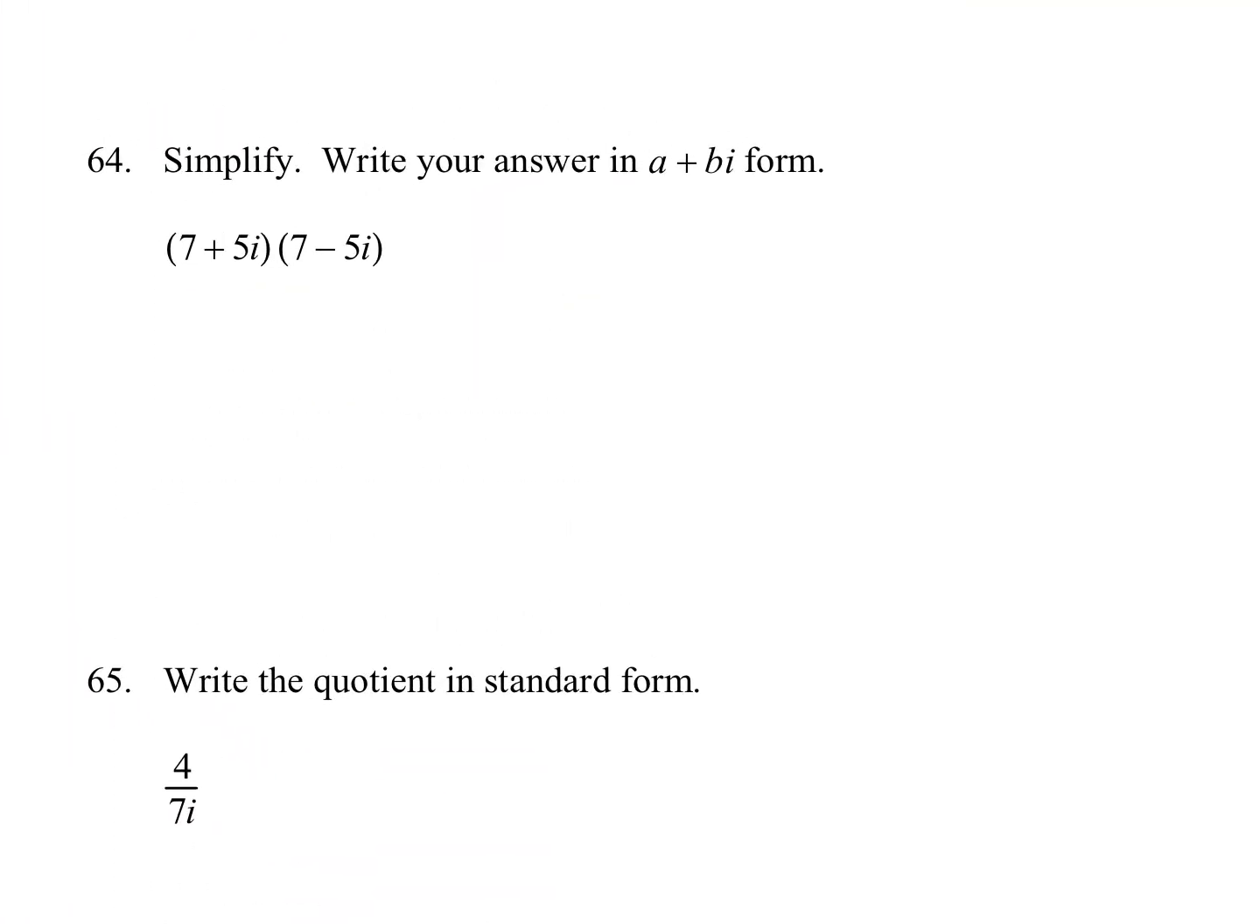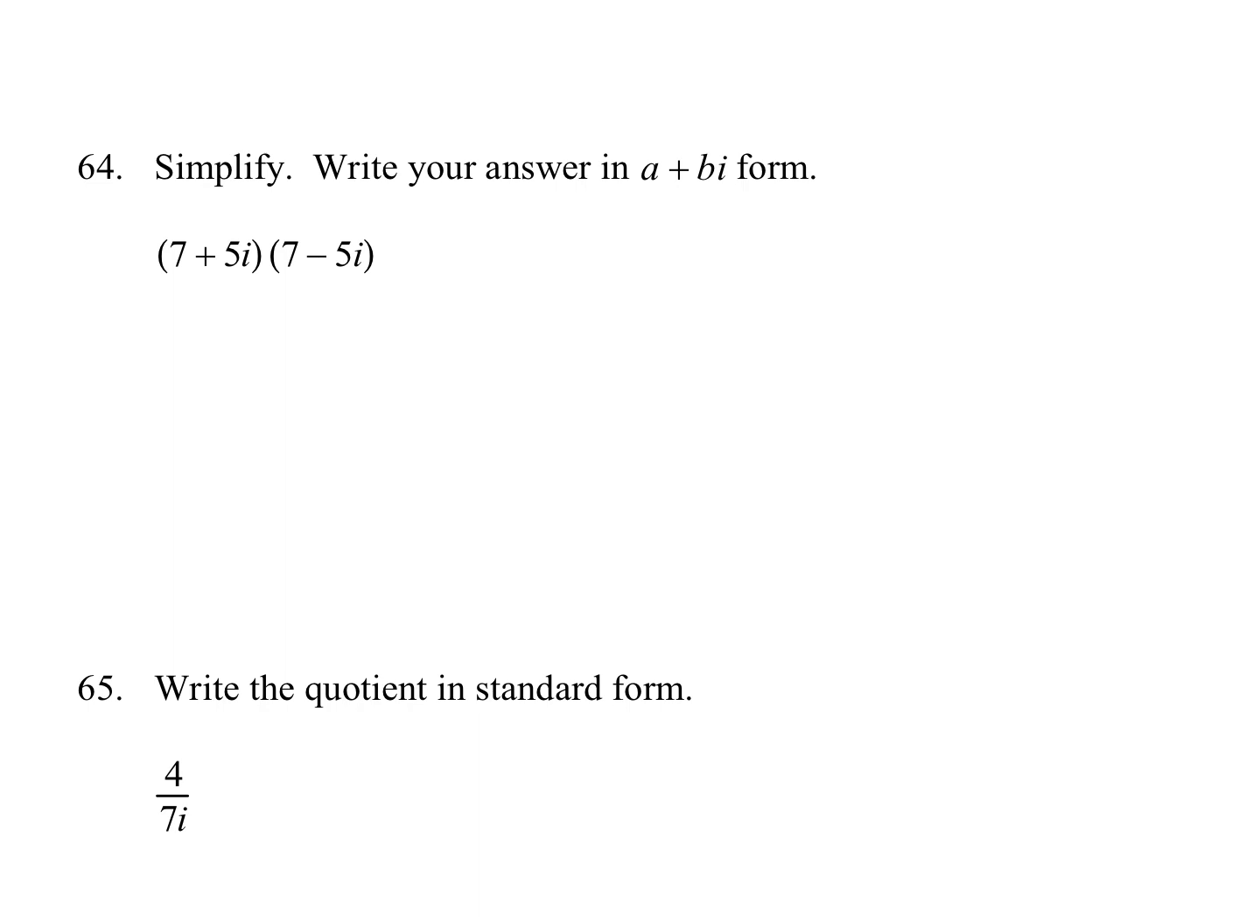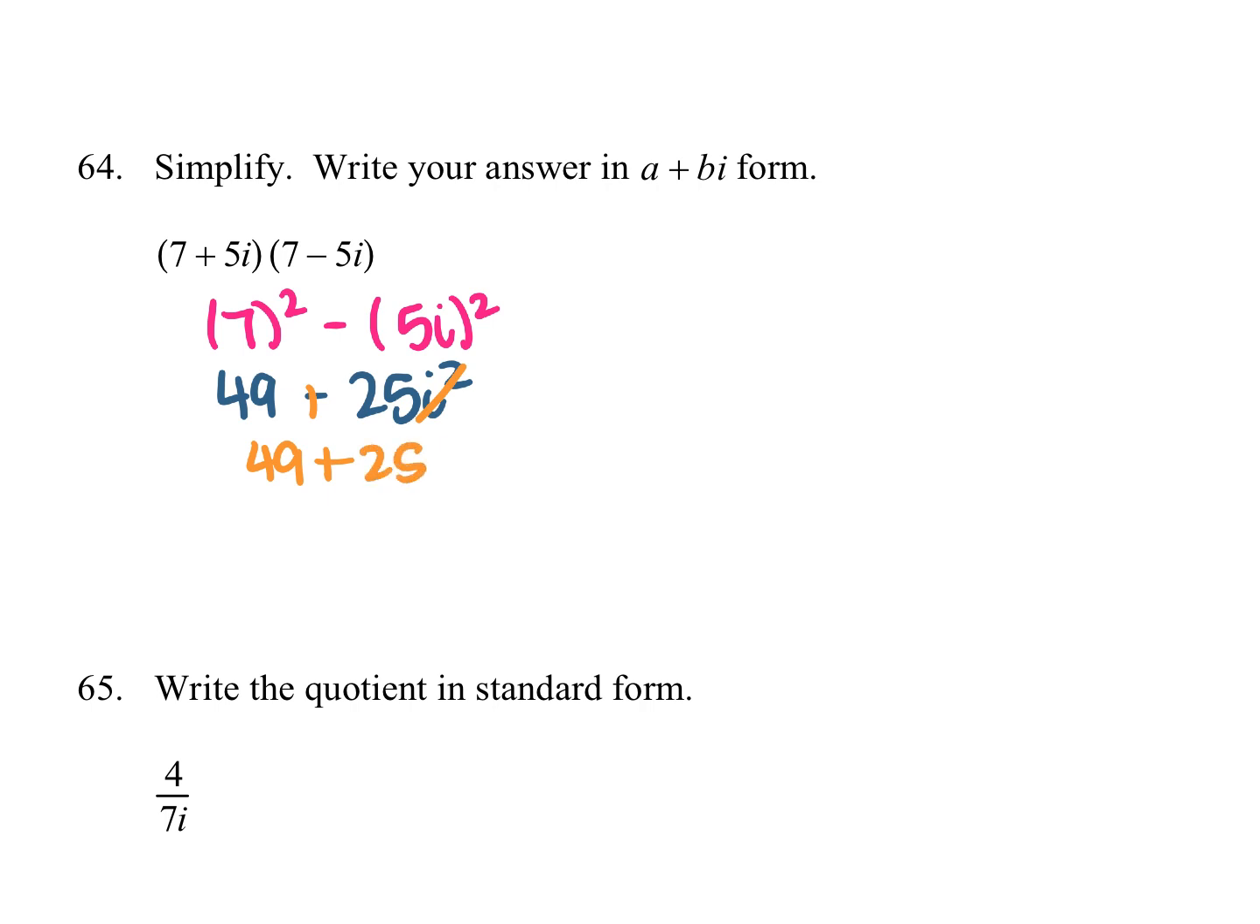For 64, we have 7 plus 5i times 7 minus 5i. This is a difference of squares, so we're going to do 7 squared minus 5i squared. So that's going to be 49 minus 25i squared. I squared changes the sign in front of the 25 to be 49 plus 25. Your 9 plus 5 is 14. Carry the 1. 4 plus 3 gives us 7. So that's just 74.